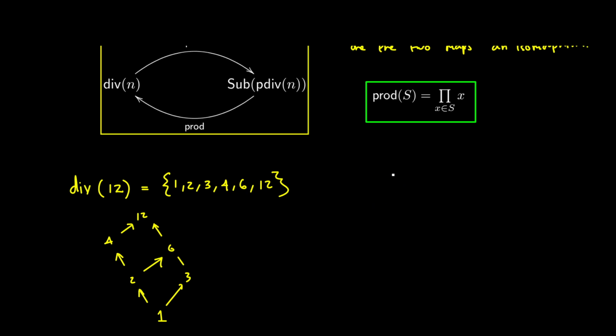So if we look at what is pdiv of 12, this is just going to be all the prime divisors of 12. And if you look at that, there's only two prime numbers here. It's 2 and 3. So this is just 2 and 3. So if we look at the set of subsets of pdiv in this case, this is going to have 4 elements. Whereas on the left-hand side, we're going to have 6. So of course, this can't be an isomorphism.